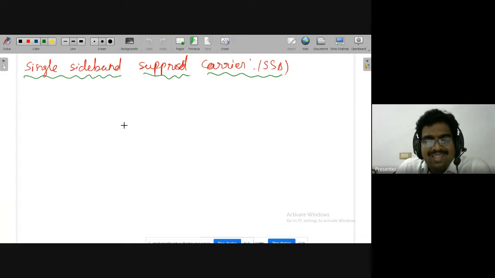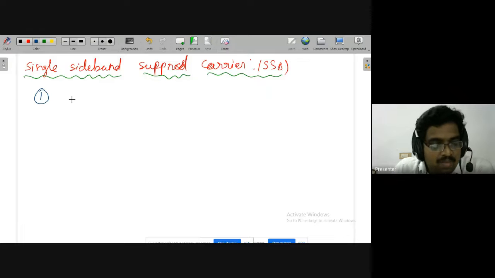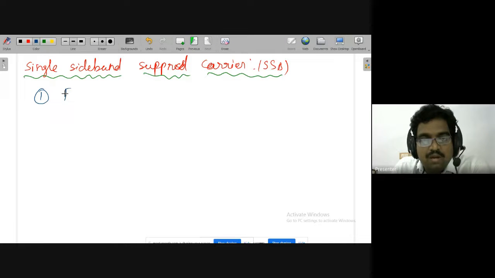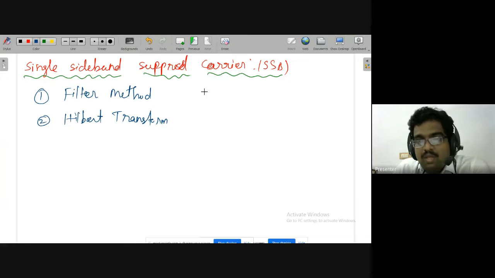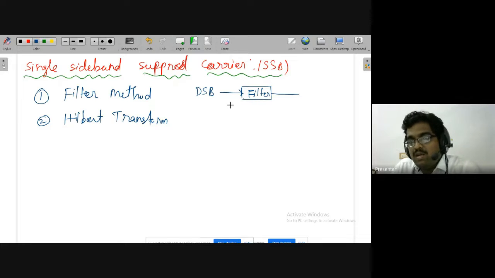Now, how to get the SSB signal? What is the method to get the SSB signal? There are two techniques. One is the filter method, and the second one is the Hilbert transform method. In the filter method, we take the DSB waveform and pass it through an appropriate filter. This filter will remove either the upper sideband or the lower sideband.